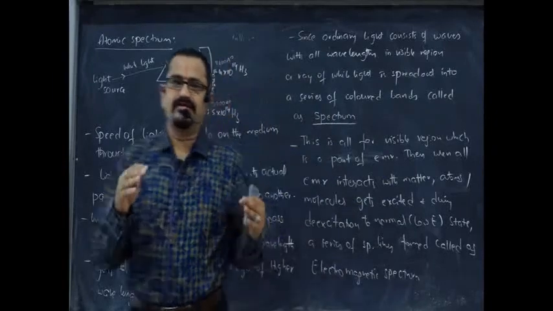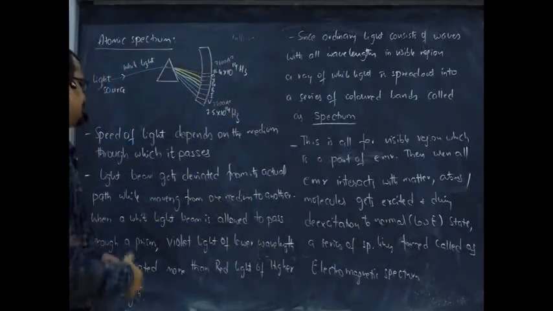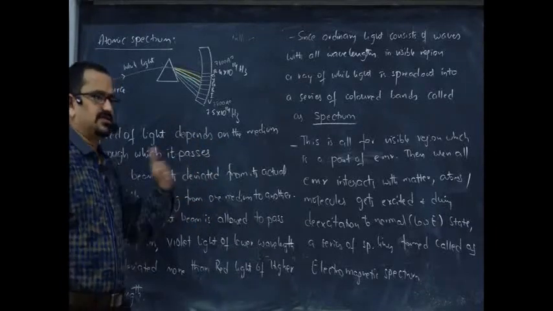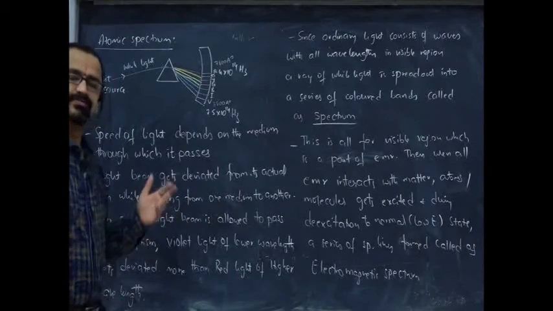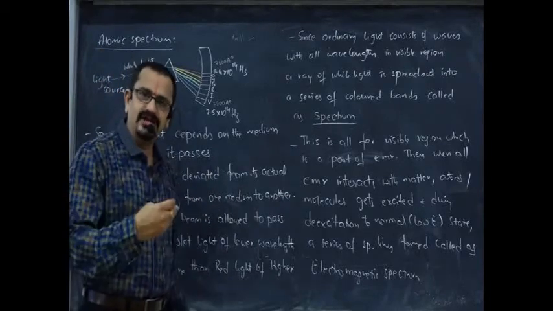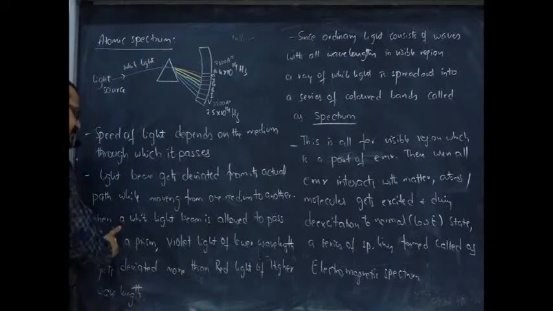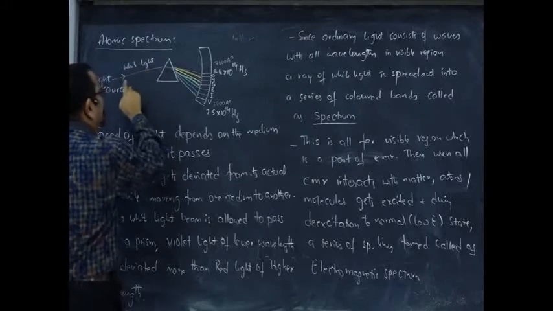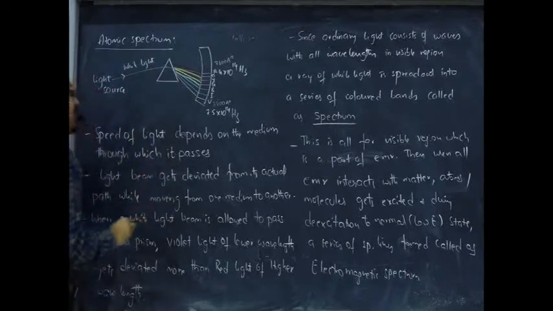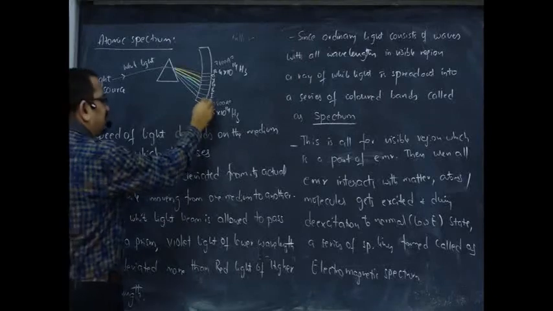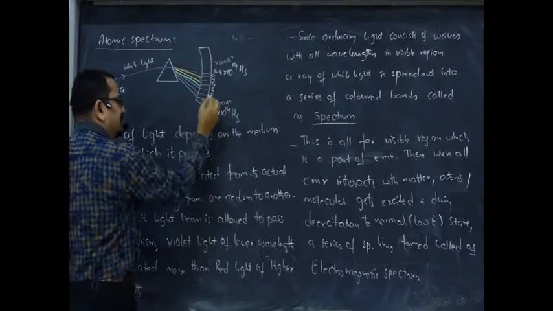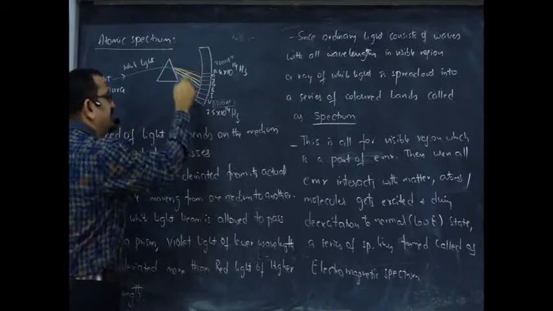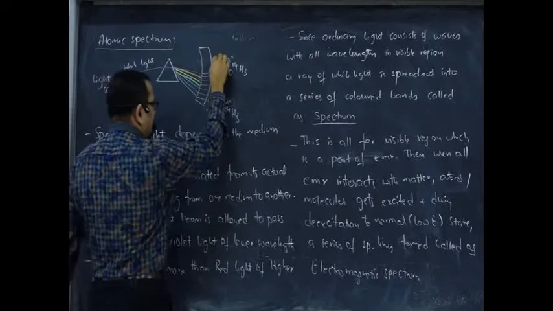When a beam of white light is passed through different media, it gets deviated or changes its path while moving from one medium to another medium. When a beam of white light is allowed to pass through a prism, it was noticed that violet color of low wavelength, 3800 angstroms, gets more deviated than red color, which is of higher wavelength.